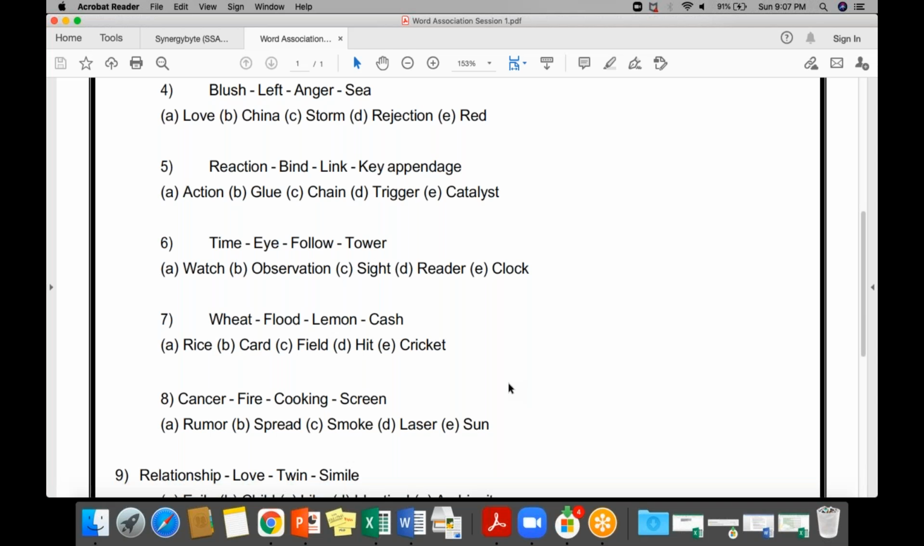Which of the 4 words sun will not go with? Sun will not go with multiple words. Sun will not go with fire. Sun will not go with cooking. Coming to smoke. How is smoke related to cancer? Smoking causes cancer. When fire is there, there is going to be smoke. There is no fire without smoke. It's a phrase.